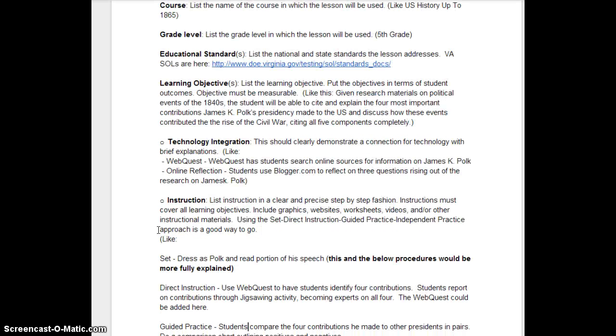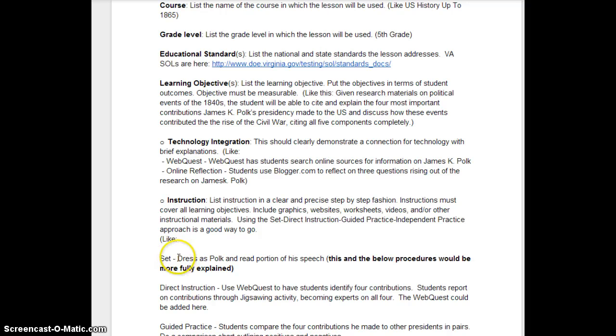Instructions. This is the direct instruction. Well, this first part here is direct instruction, but this overall says list the information and instruction in a clear and precise step-by-step fashion. Instructions must cover all learning objectives, including graphics, websites, worksheets, videos, and other instruction materials. You've got to include all that stuff. You use the set, direct instruction, guided practice, independent practice approach. It's actually a pretty good way to go. You don't have to for my lesson, but it might be a good way to go.